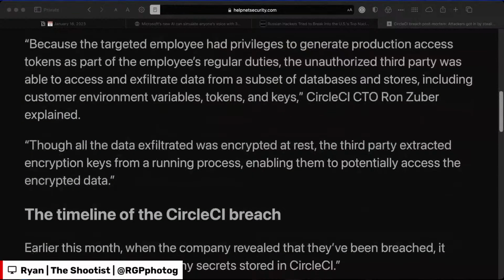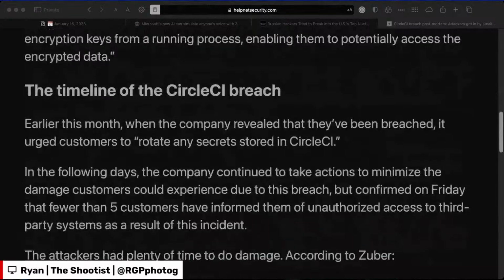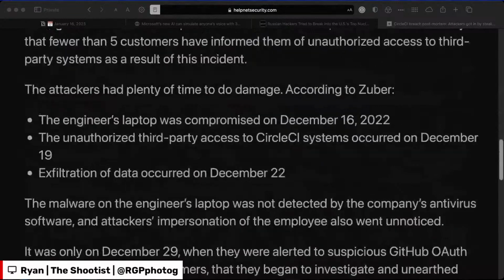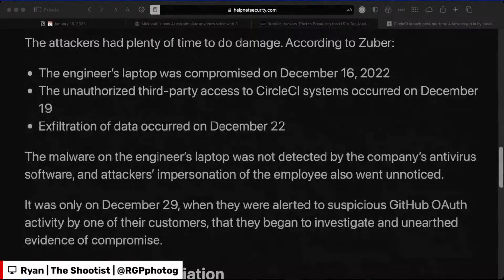So once they got into the account, they also extracted some, I guess, CircleCI said that their data was encrypted at rest, but they extracted encryption keys from the host. It's kind of like once you're on the host, game's over, right? If you don't detect that this attack is going on, game's over. And the engineer could generate keys. He had a lot of access.